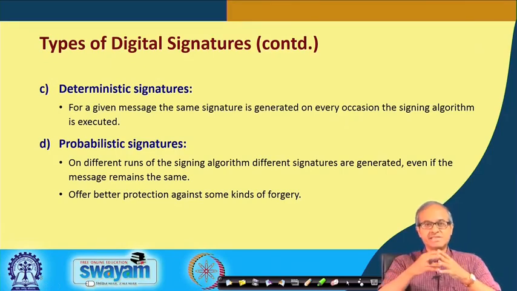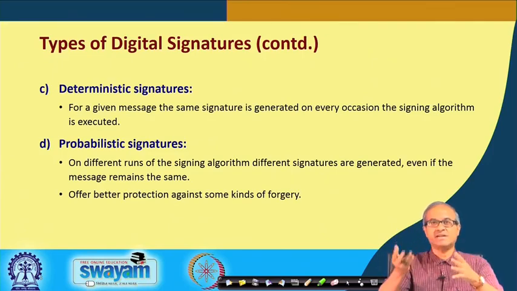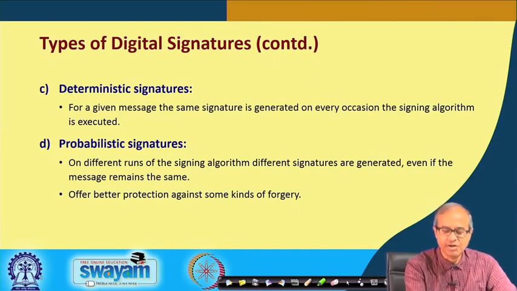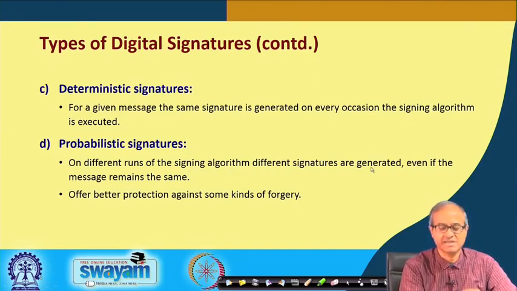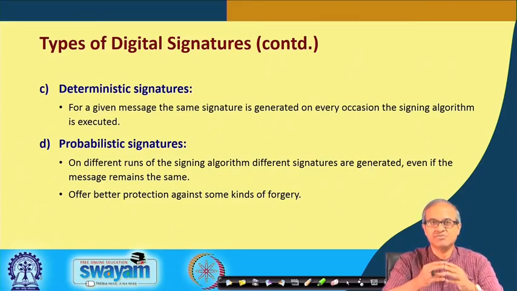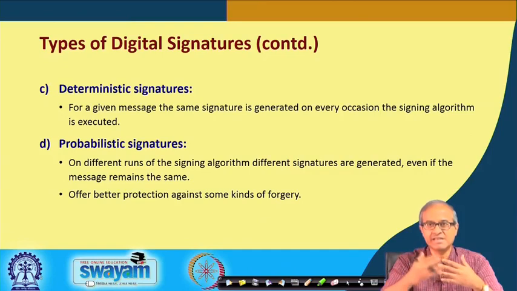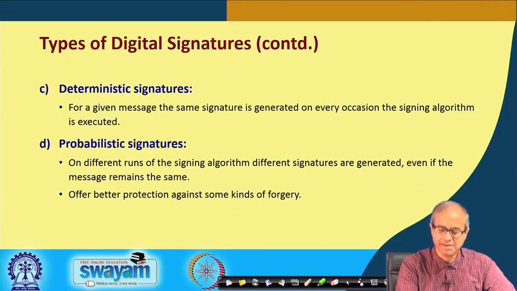But probabilistic signature is something which adds another level of security, that every time there may not be a match. With some probability, on different runs of the signing algorithm, different signatures can be generated even for the same message. So, there are many ways in which you can use this probabilistic signature. I am again not going into detail, but this adds a level of security to some system where a very high level of security is required. There you can go for probabilistic signatures.